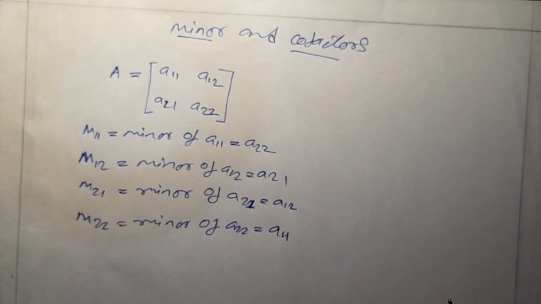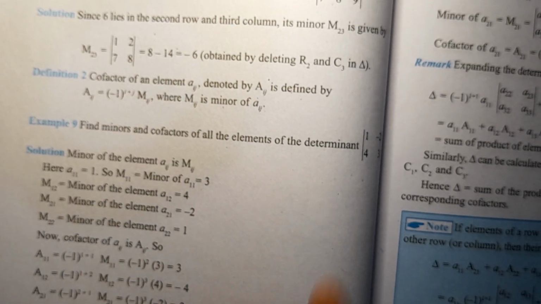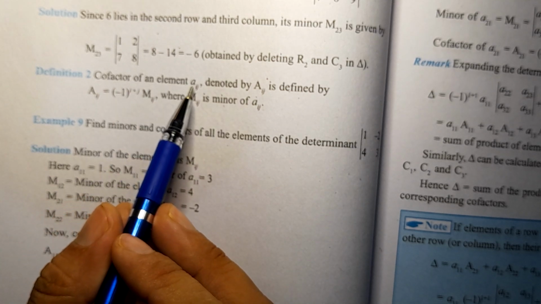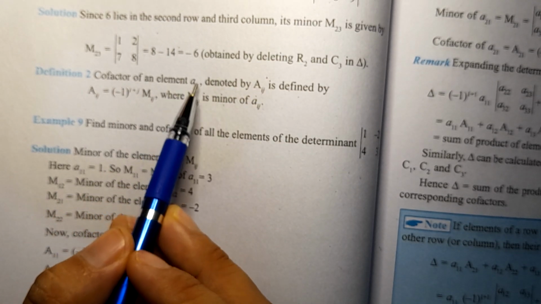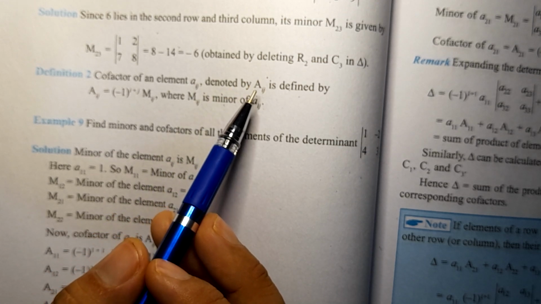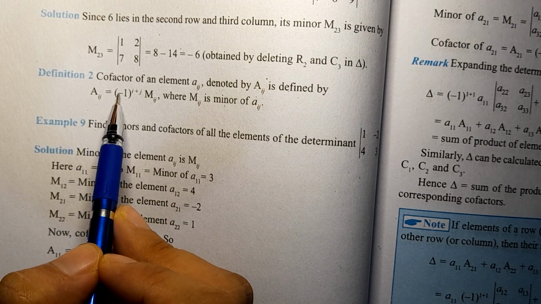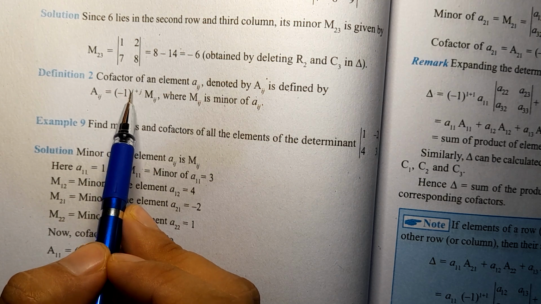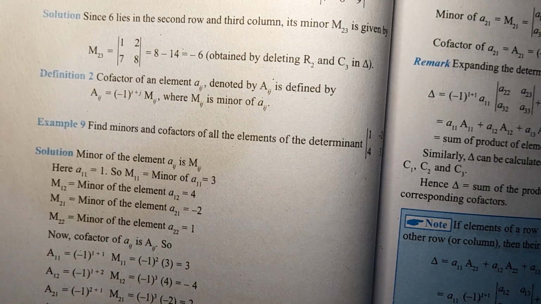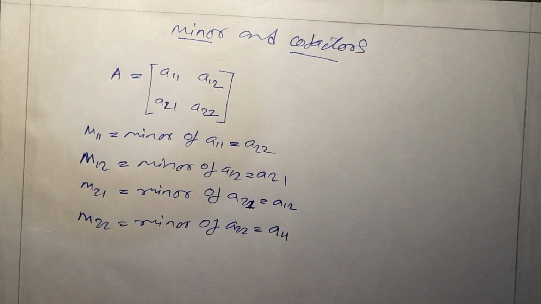Now this is the minor, and now what is a cofactor? Along with minor, the cofactor states that we have to consider the sign also. The cofactor of an element Aij is denoted by capital Aij. This is the element and this is the cofactor, represented by capital A. So Aij is equal to minus 1 power i plus j Mij, where Mij is the minor of Aij. It states that for finding the cofactor we need a minor.